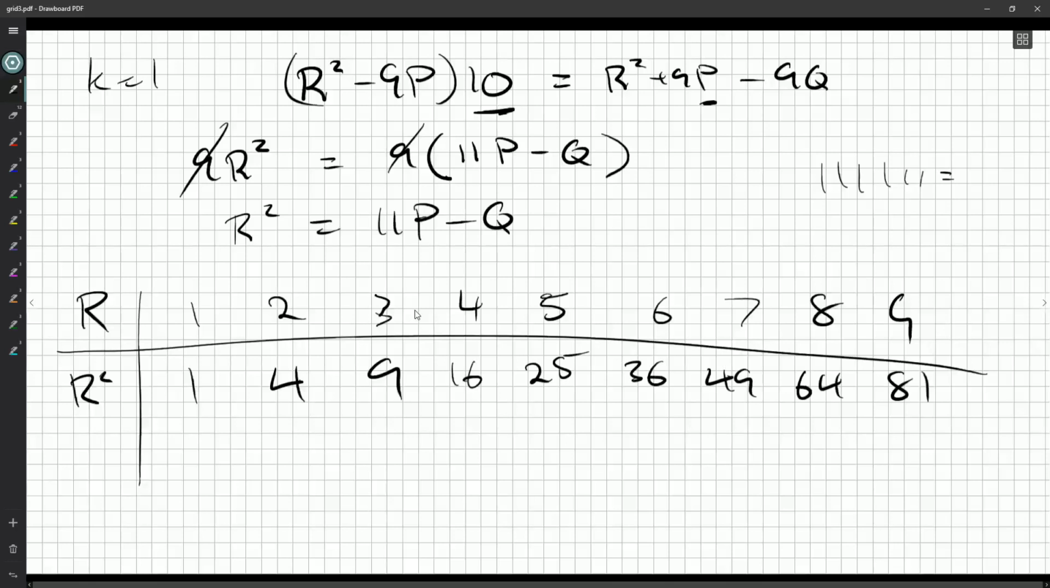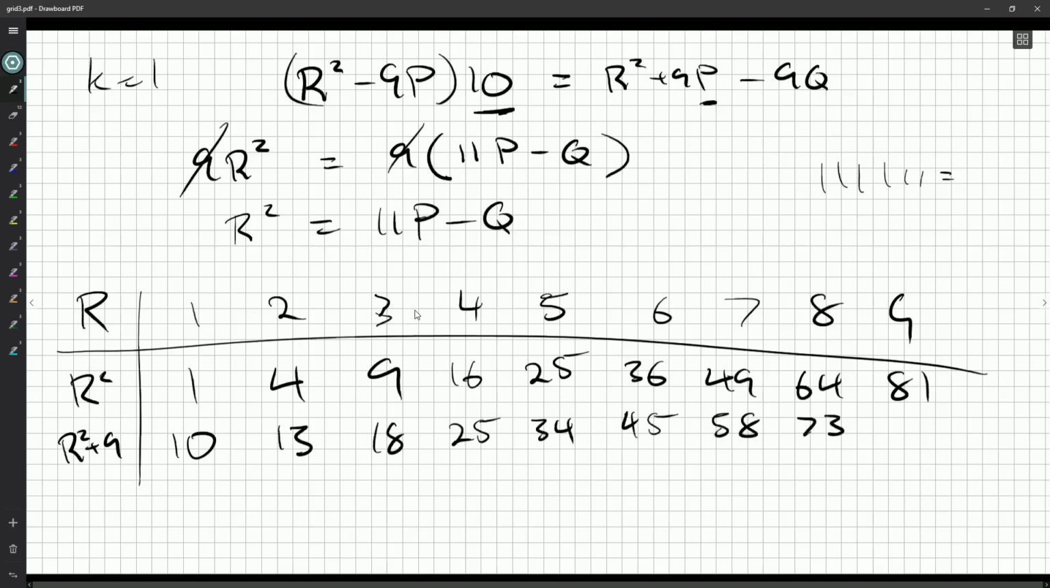Okay, so what is it? R squared plus 9. If we've got an 11 in this range, that's good. So it won't work for 1, but 13, 18, 25, 34, 45, 58, 73, and 90 are all looking good.